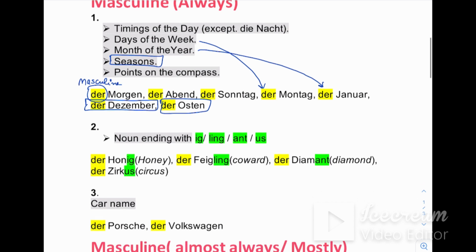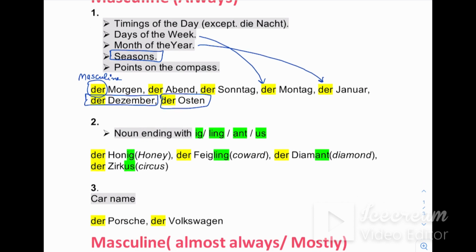Now move to the second point, that is nouns ending with ig, ling, ant and us. Whenever a noun has the ending ig, ling, ant or us, we are going to put the article der. For example, der Honig means honey, so we put here der. Again der for coward, and for diamond, der Diamant, so der. Circus, der Zirkus, again the us ending is there, that's why der. You can see the ending here. This comes under a rule, so you can make notes of this.